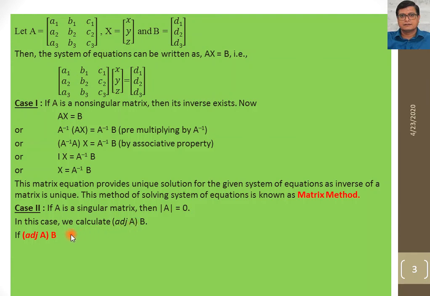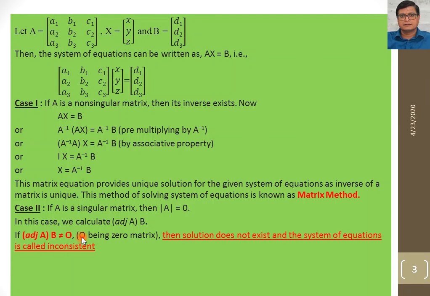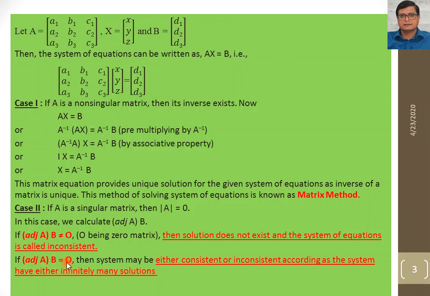First condition: if adjoint A into B is not equal to the null matrix, then the system has no solution, and the system of equations is called inconsistent. If adjoint A into B is not equal to the null matrix, in that condition no solution exists and the system of equations is known as inconsistent. Another condition: if adjoint A into B is equal to the null matrix, then the system may be either consistent or inconsistent, according as the system has either infinitely many solutions or no solution.